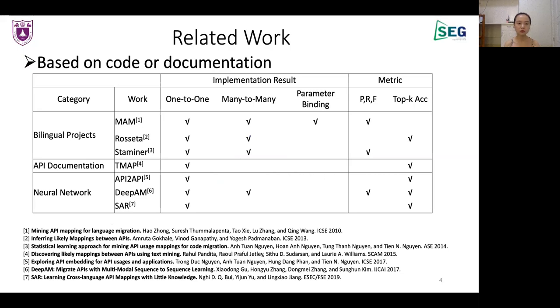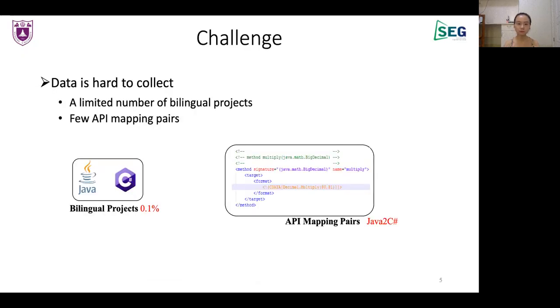There are three types of related work. The first is to collect bilingual projects and parse code. The second uses a statistical method based on API documentation. The third uses neural networks. From the chart, we can see that the later work focuses on improving the performance of one-to-one API mapping. There are two metrics, PRF and top K accuracy, to evaluate the performance of API mapping.